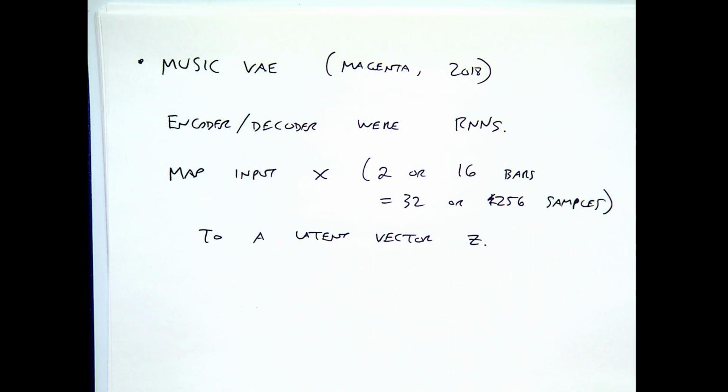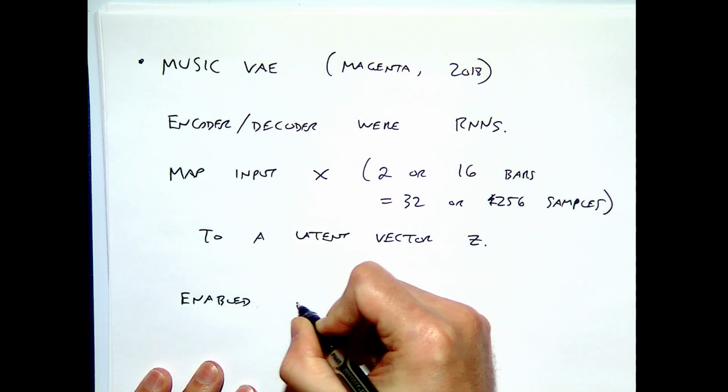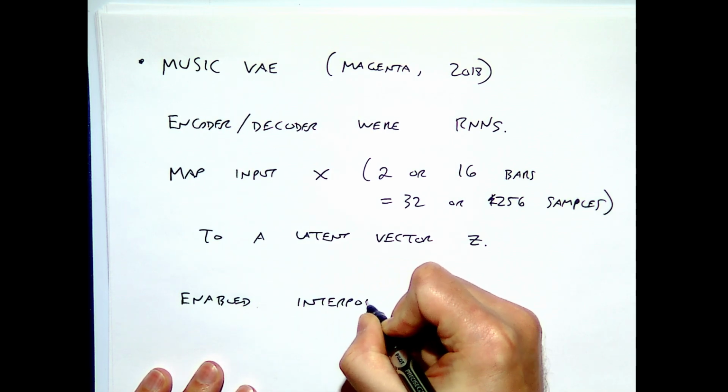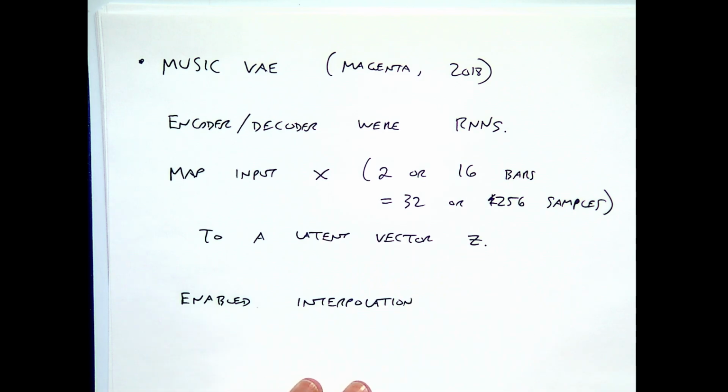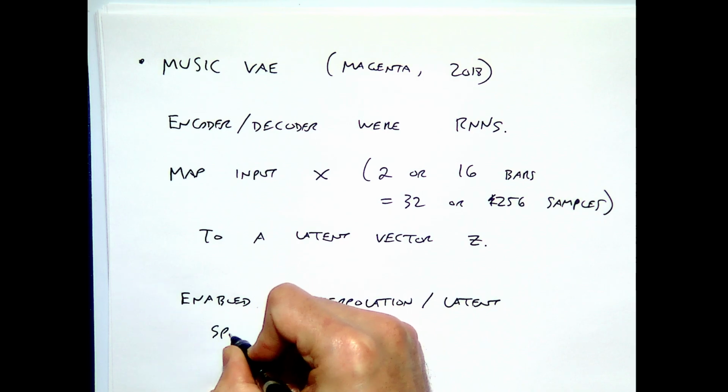And so the main use of this kind of MusicVAE was initially the kind of stuff that we showed on homework 1, which is interpolation between simple short samples of music, right? And you can do this kind of latent space vector arithmetic and so on. So this basically enabled the same kind of interpolation and latent space arithmetic that we already know about.